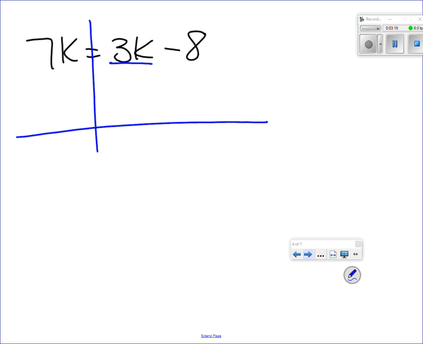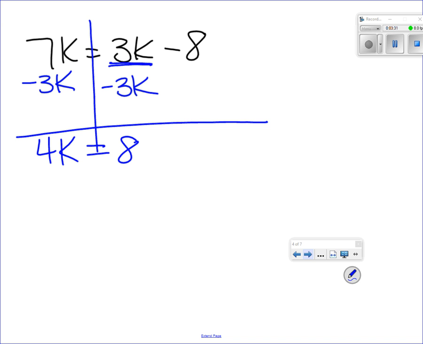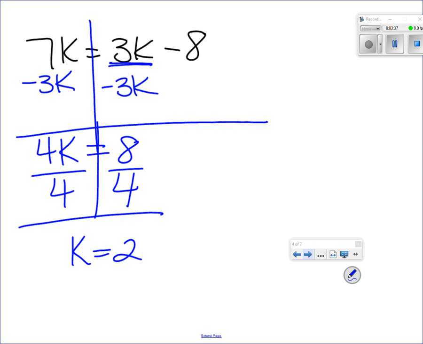Right, I want to move 3k here because I want my k's on the same side and my non-variable number on the other side. So I'm going to subtract 3k, and I'm going to get 4k equals 8. Divide by 4, and I get k equals 2. Put it back in my equation. Oops, I want to take negative 8. So this should give me negative 2. Sorry about that mistake. Okay, so I should have negative 2, negative 2. So I should get negative 14 and negative 14.